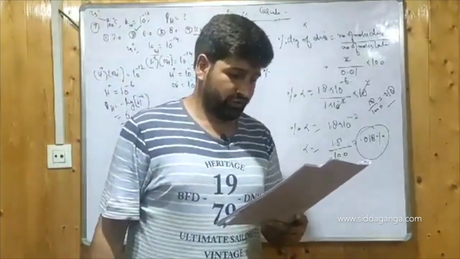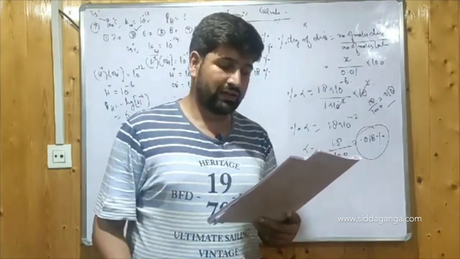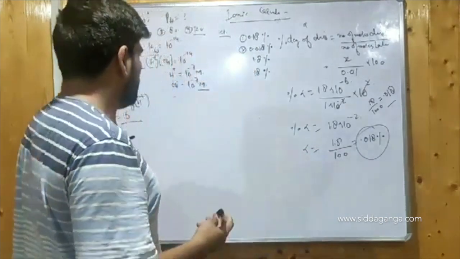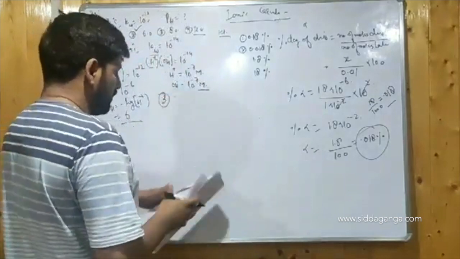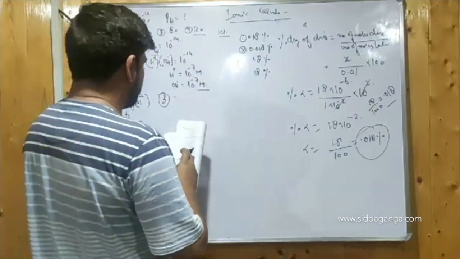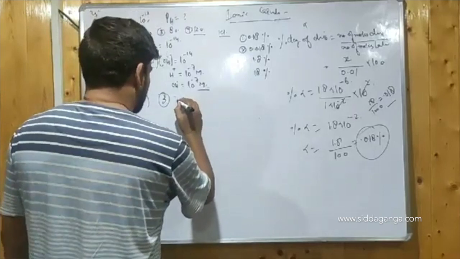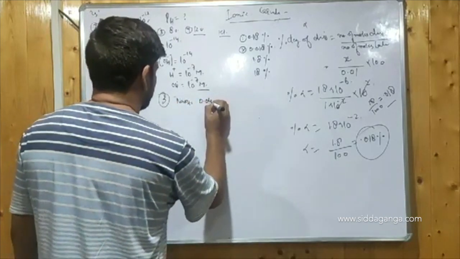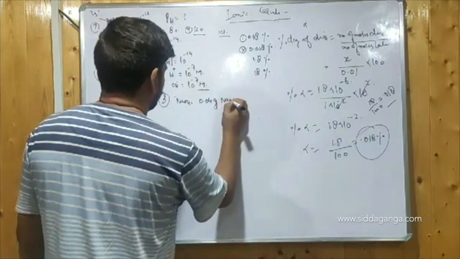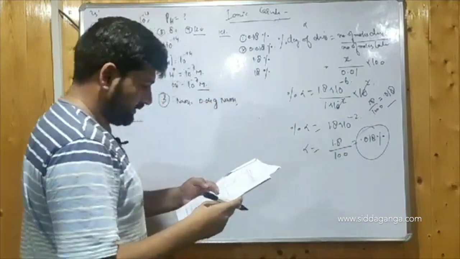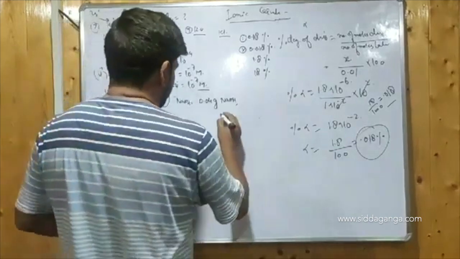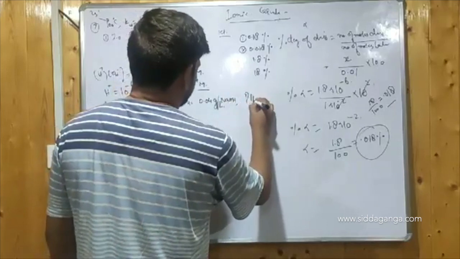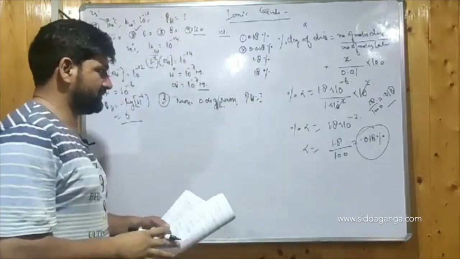A solution of NaOH contains 0.04 grams of NaOH per liter. Its pH is? So question number 3 is, a solution of NaOH contains 0.04 grams of NaOH per liter. So what will be the pH of the resultant solution? That's the question which has been asked to us.